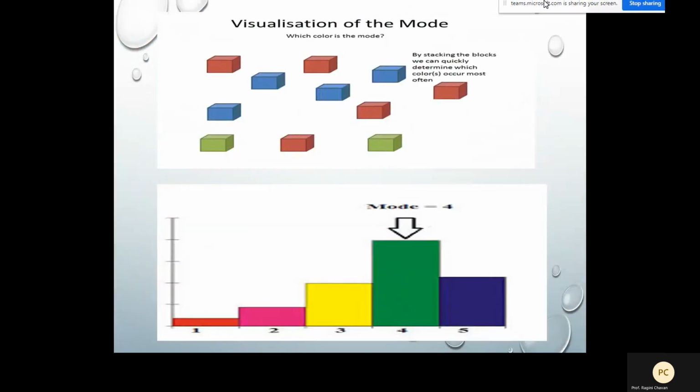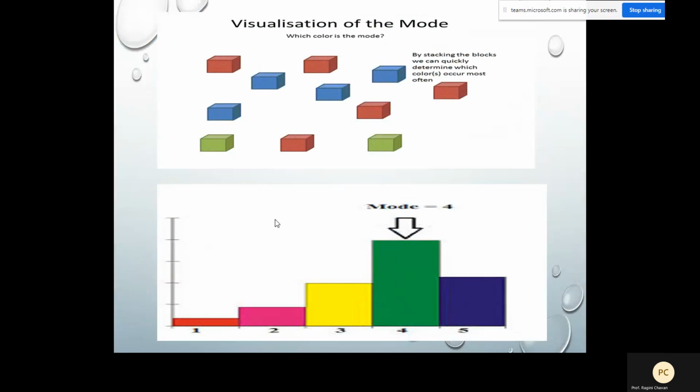Now we can visualize the mode with a picture also. In the given picture, different color blocks are given: blue, red, and green. We have to find out which is the modal color. So we can count the number of blocks belonging to each color. There are 4 blocks of blue color, 2 blocks of green color, and a total of 5 blocks of red color. Therefore, the modal color is red in this case.